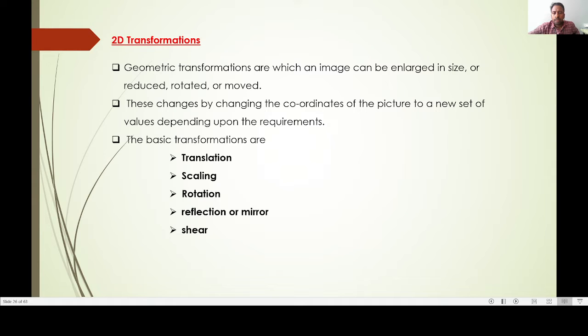ME 8691 Computer Aided Design and Manufacturing, Unit 1: Introduction to CAD.